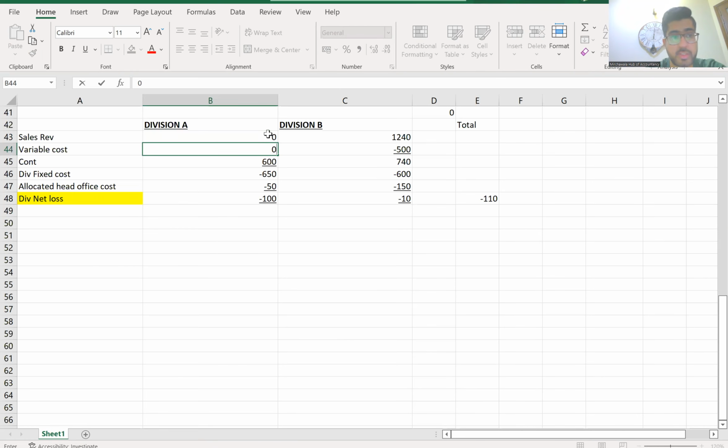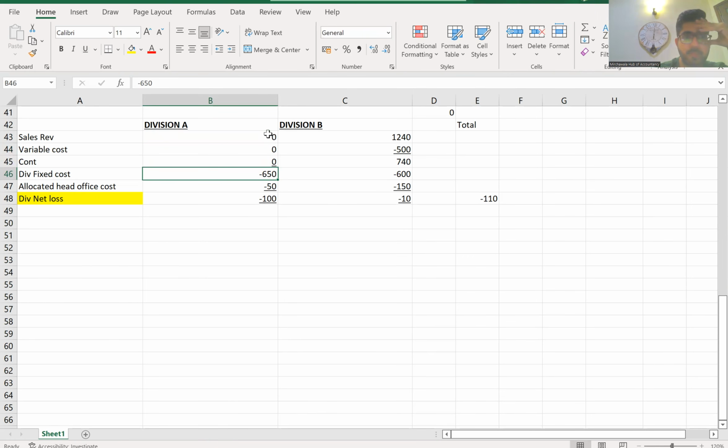Obviously, if the division is shut down, there is no revenue, no product making, no variable cost. So how much contribution will you get? 0. Okay. How much would be the divisional fixed cost? Obviously, it's a division specific fixed cost. If the division is shut down, all specific fixed costs are avoided. That's written 0. And if a division is shut down, are all head office costs avoided?